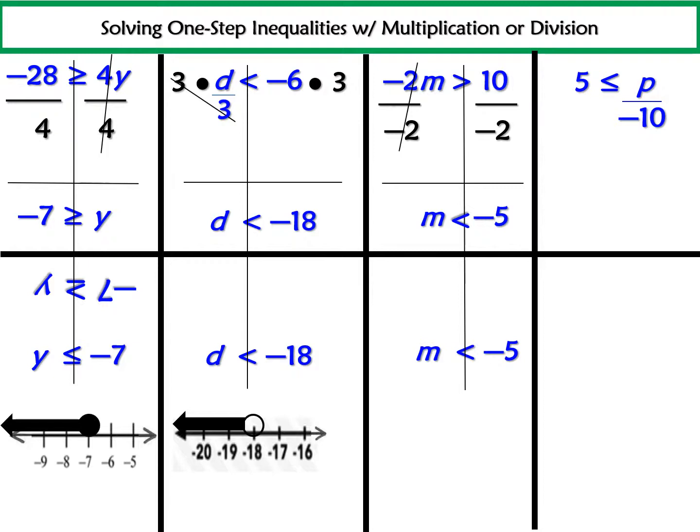So now when we go to plot it, things are just like normal. We're going to put an open dot above the -5, and because it's the less than symbol, we're going to send the arrow in the less than direction.